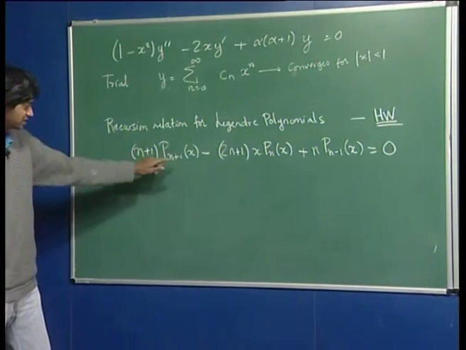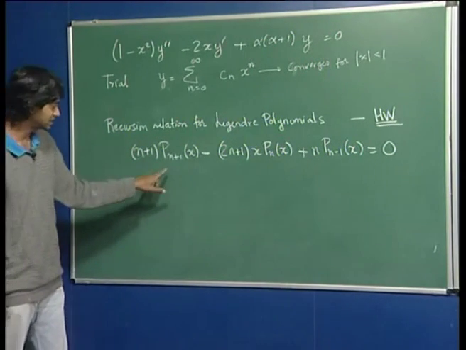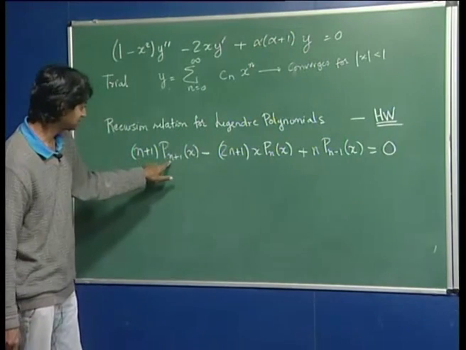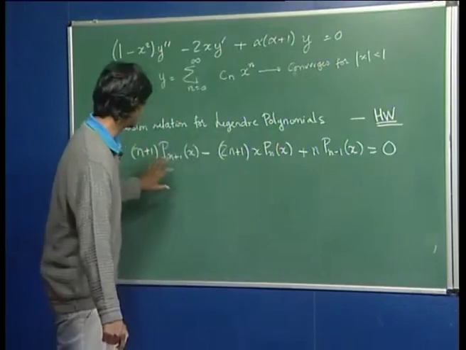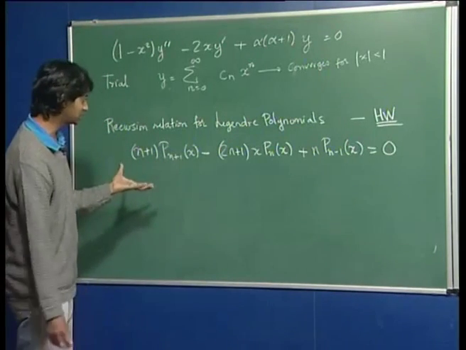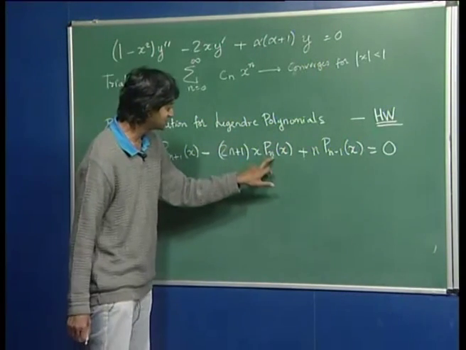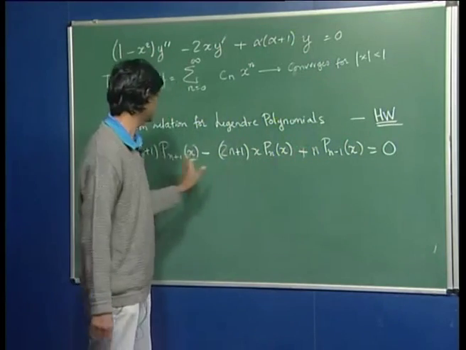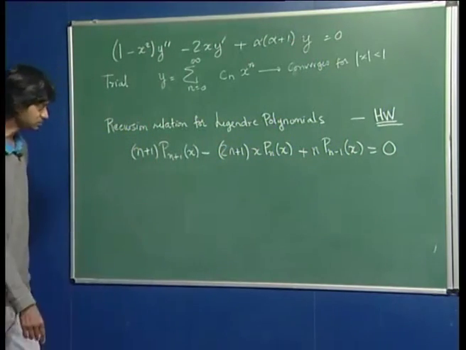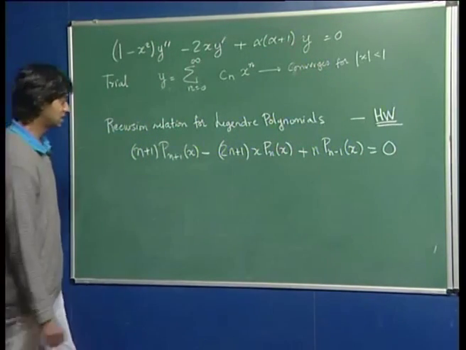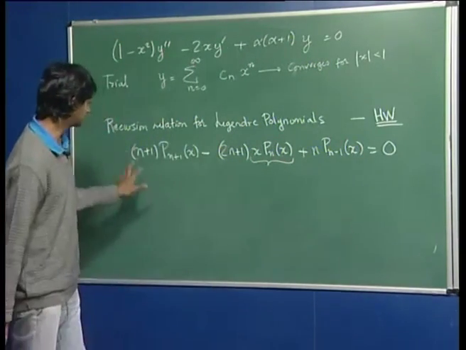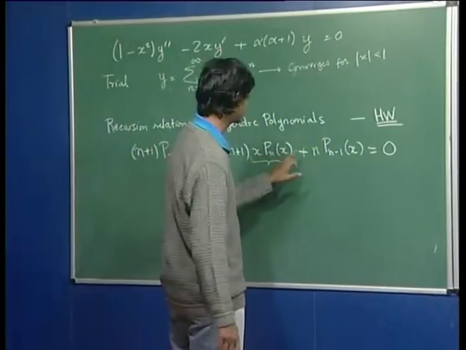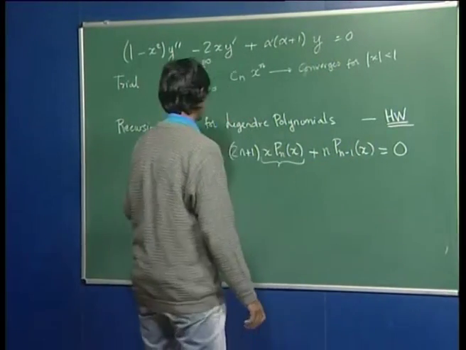Notice now this is a very interesting relation because it relates P n plus 1 to P n and P n minus 1. Or in other words, it relates P n to P n minus 1 and P n plus 1. So if you have x times P n, then it is a linear combination of P n minus 1 and P n plus 1.